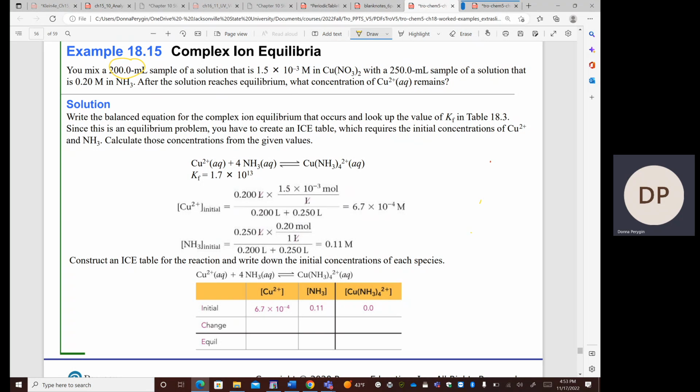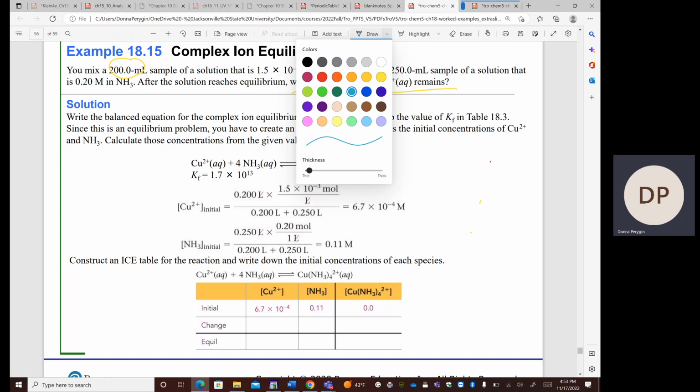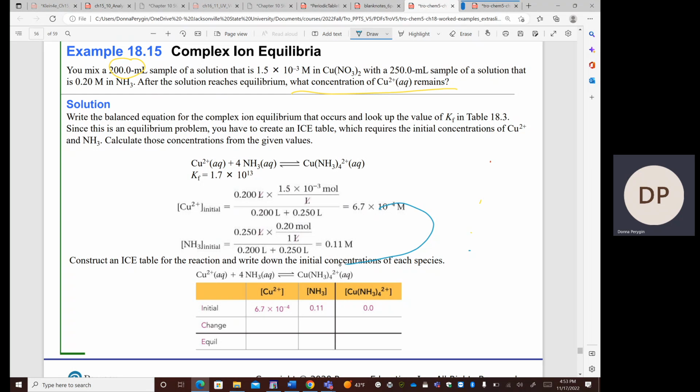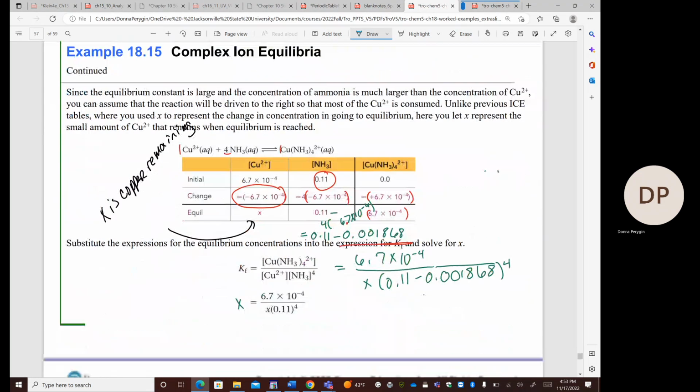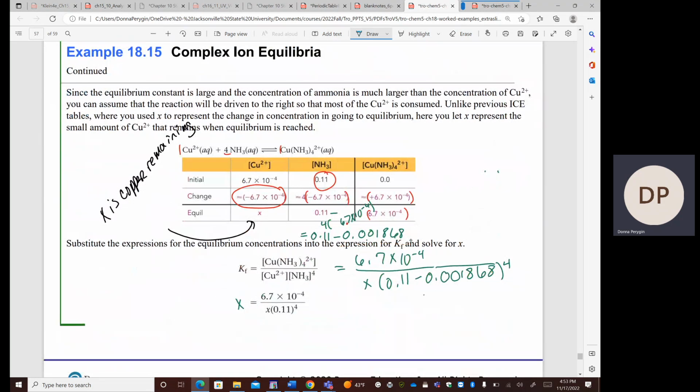So we were asked to find the concentration of copper remaining. So that means at equilibrium. So let's plug our concentration of copper here and our concentration of ammonia here. And so what we see here is that the ammonia at equilibrium is going to be 0.11 minus 4 times the amount of copper that we lost. So we're losing 6.7 times 10 to the minus 4, so essentially all of the copper.